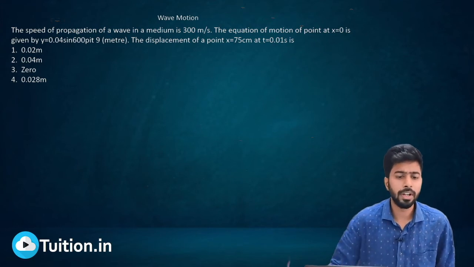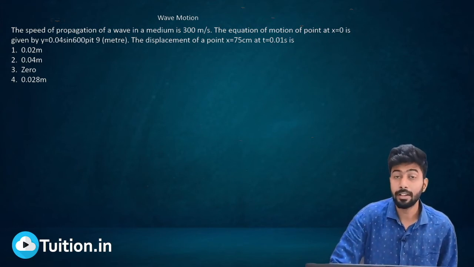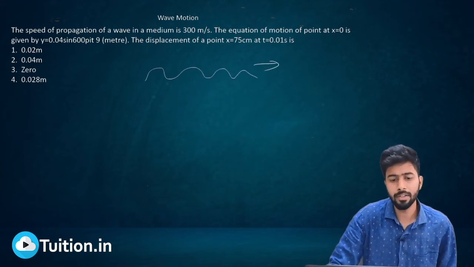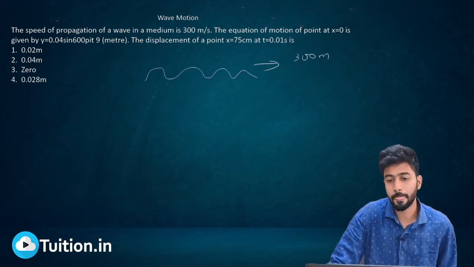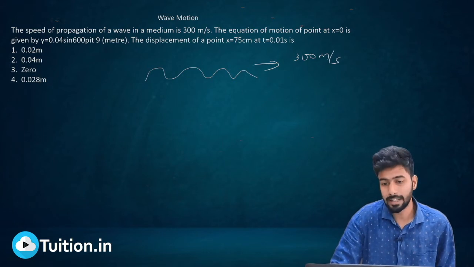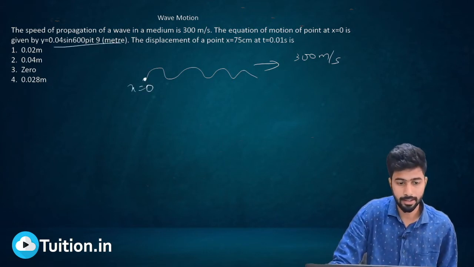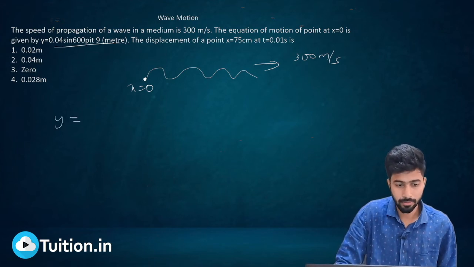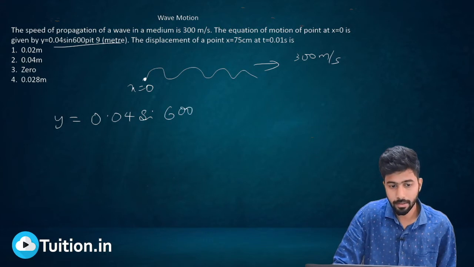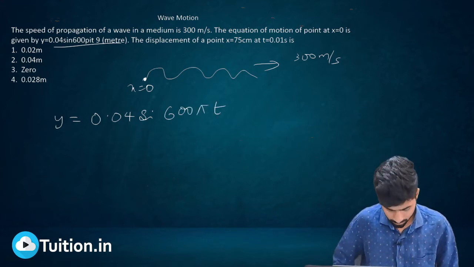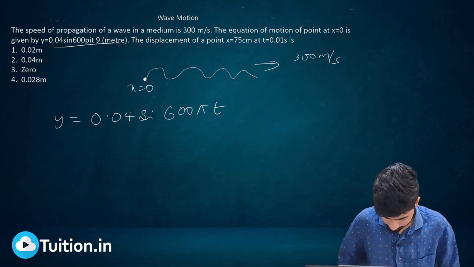The speed of propagation of a wave in a medium is given as 300 meters per second. So there is a wave which is moving ahead at 300 meters per second. The equation of motion at the point x equal to 0, so this is your x equal to 0, is given like this: y equals 0.04 sine 600 pi t, right? Let me just check the question.